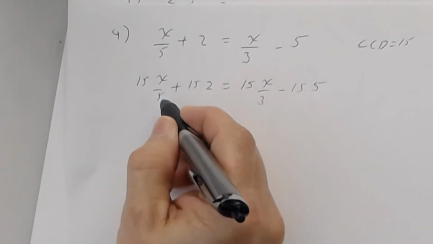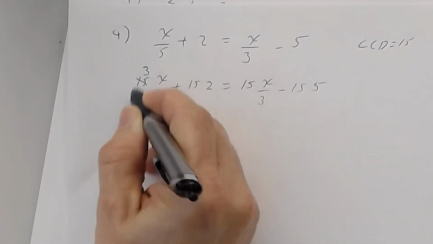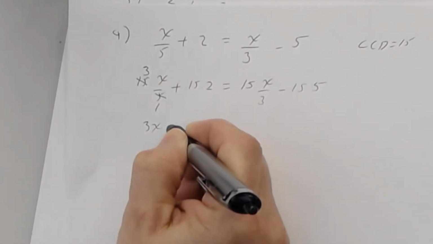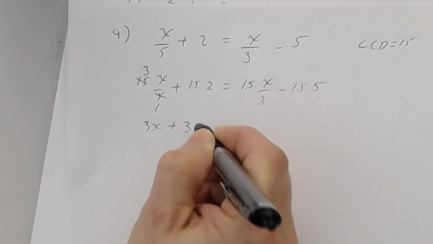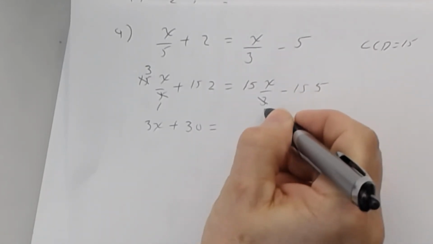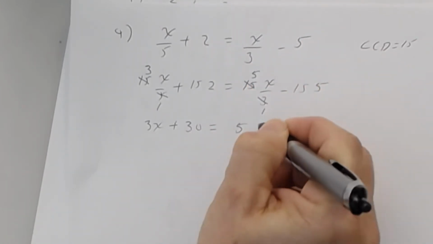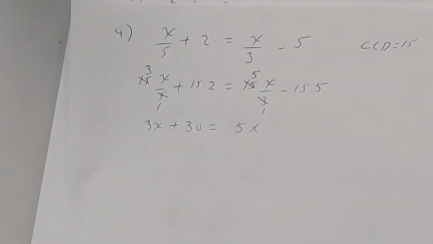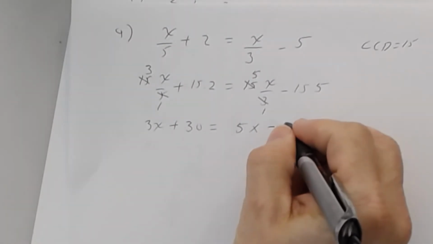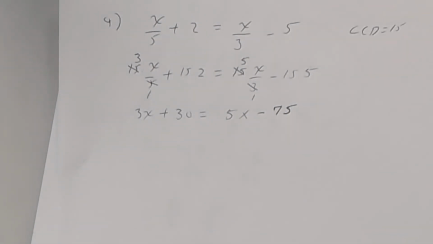I need this 5 right here to be a what? 5 into 5 is 1. 5 into 15 is 3. So what does this become? 3x. Plus 15 times 2? Okay? Equal. I need this to be a 1. 3 into 3 is 1. 3 into 15 is 5. So this becomes what? 5x. And then minus. What's that? 75? 75? All right. So notice I got rid of the fractions.